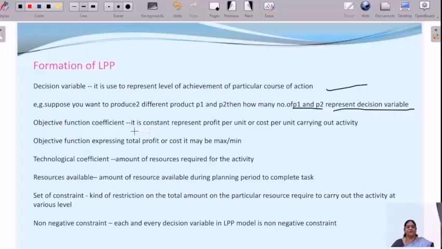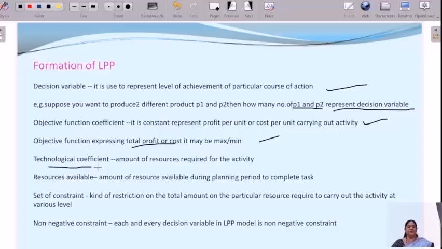The objective function coefficient is actually a constant which represents the profit per unit or cost per unit of carrying out the given activity. The objective function expresses the total profit or total cost, therefore it may be maximum or minimum. Our objective function is maximize or minimize.